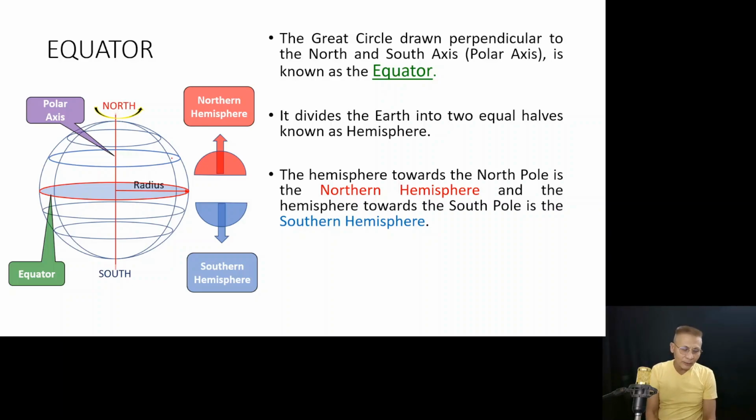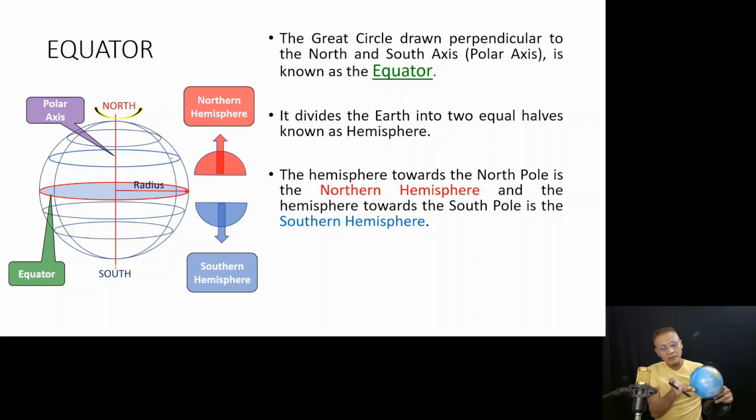Now the equator. We have heard the word equator so many times. It is nothing but a great circle which is drawn perpendicular to the north-south axis. Here this is the north and this is the south axis. If I draw a great circle which is perpendicular to the north-south axis, that particular line is known as the equator.